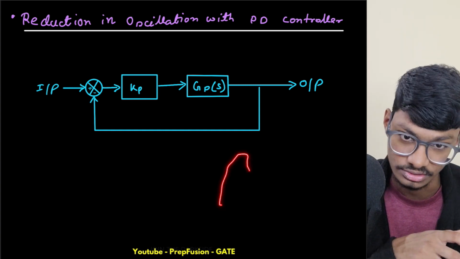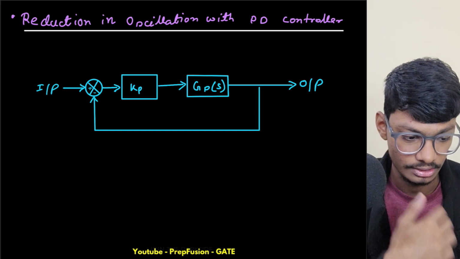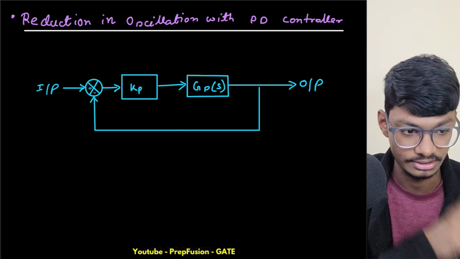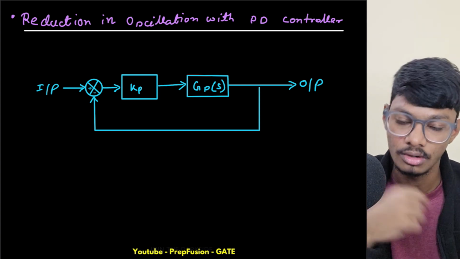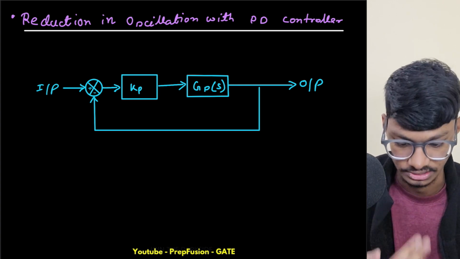It may help reduce the trace time, it may help reach steady state much faster, like the settling time may be lower. Okay, all these things it may help. So let's first take an example and from there we'll understand.